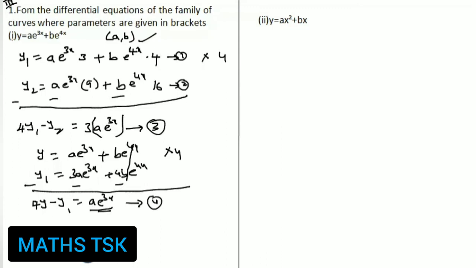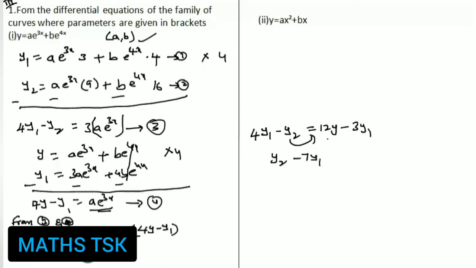So from 3 and 4, what we can write is 4y1 minus y2 is equal to 3 times of 4y minus y1. Therefore, this can be written as 4y1 minus y2 is equal to 12y minus 3y1. So I conclude here like this: y2, take this side, then 4y1, if you take like this, it becomes minus 7y1, and then plus 12y is equal to 0.